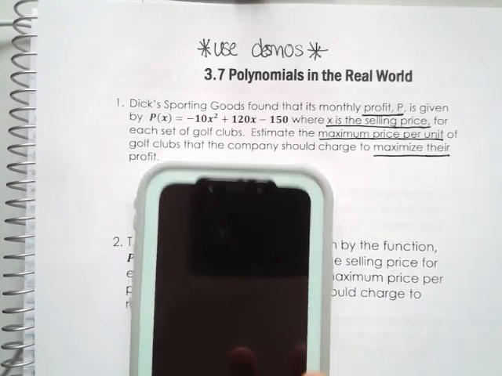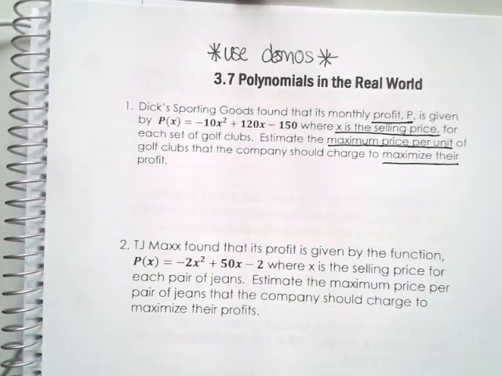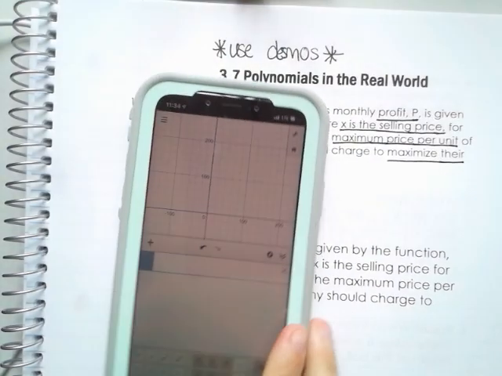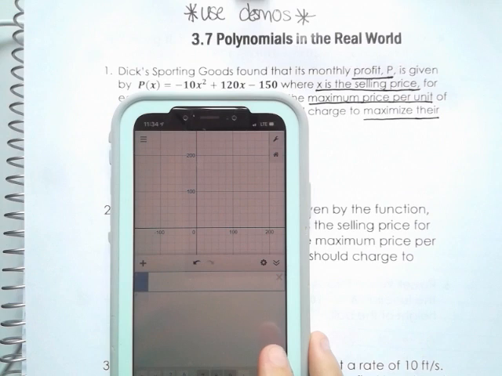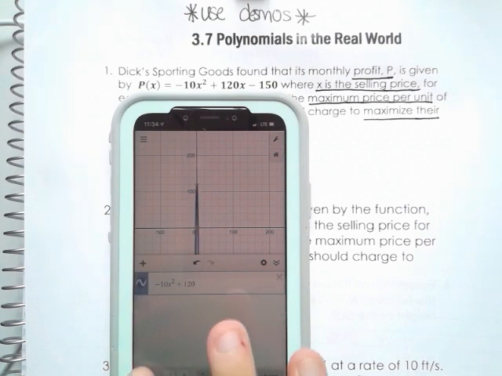So I'm going to take my phone here and I'm going to go over to Desmos. You can get this as a calculator app, or you can get it pulled up on your computer screen. And so I'm just going to type in my equation. So negative 10x squared plus 120x minus 150.